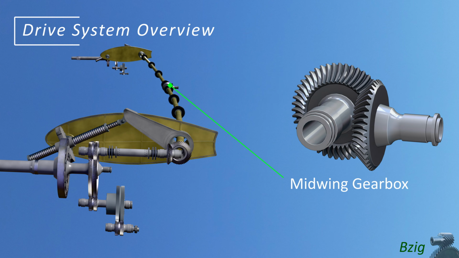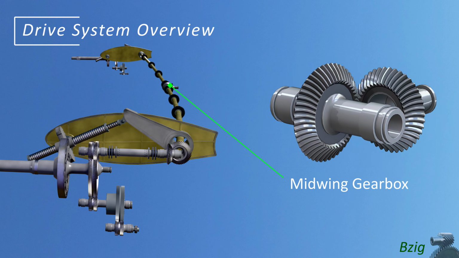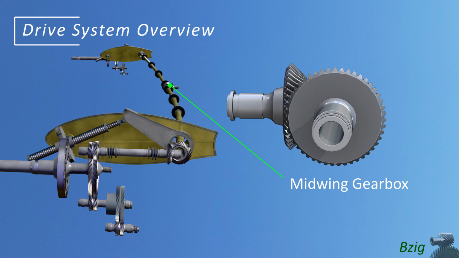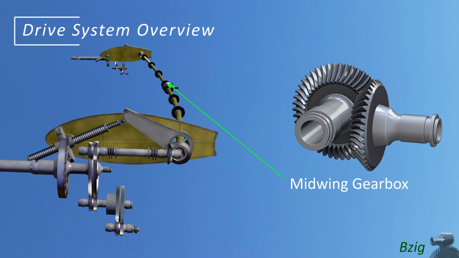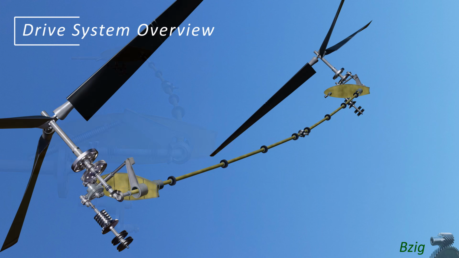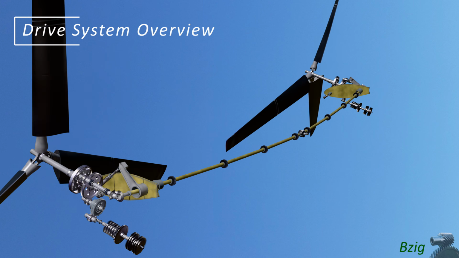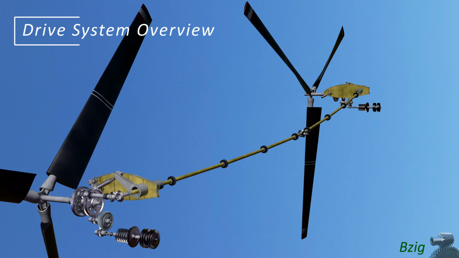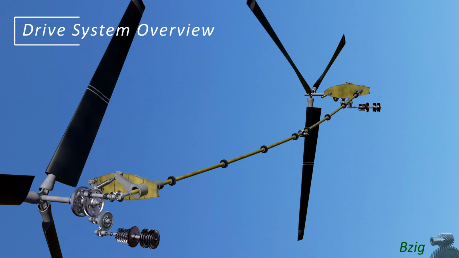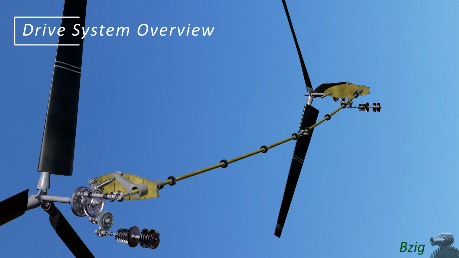There's a midwing gearbox at the center of the interconnect drive shaft. The midwing gearbox extracts power from the drive system for hydraulic pumps and electric generators. And the final parts in the drive system are the rotor masts and the rotors themselves. That's an overview of the drive system. Let's take a look at the details.